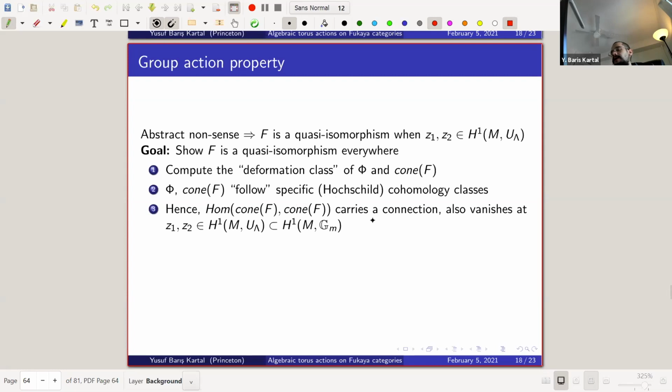And okay, I'm also being slightly sloppy here, but because of this first line I wrote, it also vanishes at Z1, Z2 belonging to U of lambda. I'm sorry, belonging to the unitary part. It's because F is an isomorphism, so the connection of F is 0. And abstract nonsense again implies that this thing here is coherent.